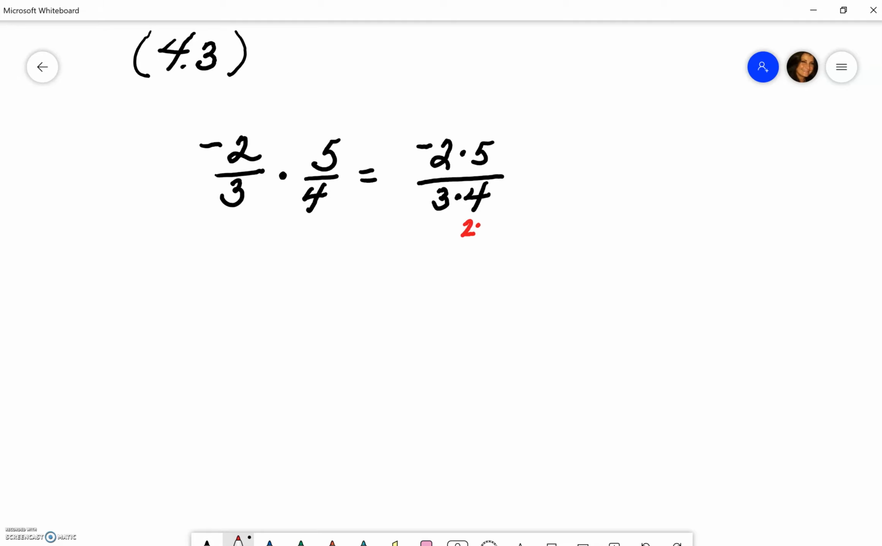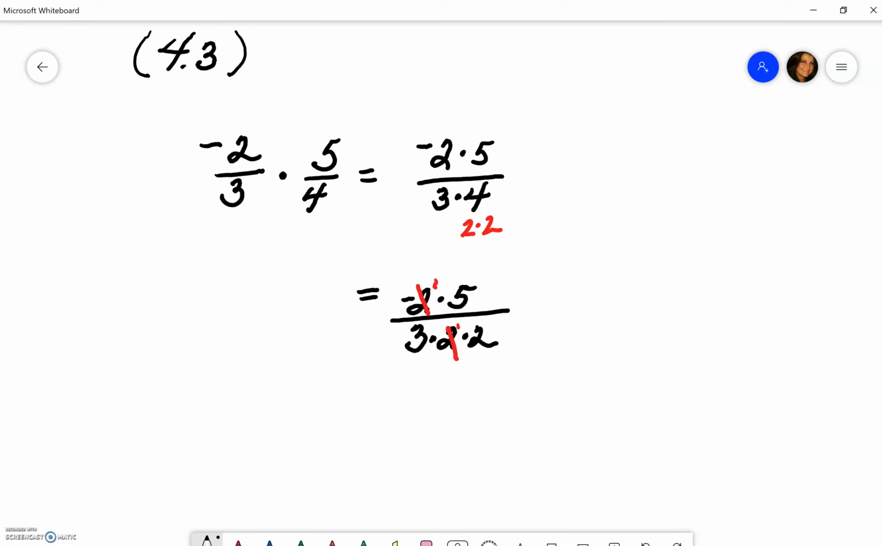Well, I can see this 4, we can get a 2 out of the bottom because 4 is 2 times 2. So if I rewrite that, I'm going to rewrite it as negative 2 times 5. I didn't change anything on the top, but on the bottom it's 3 times, and I'm going to rewrite the 4 as 2 times 2. Now we know our 2's will divide out to 1's.